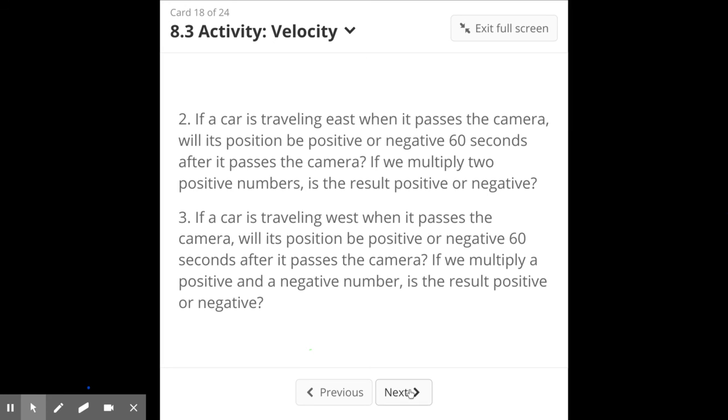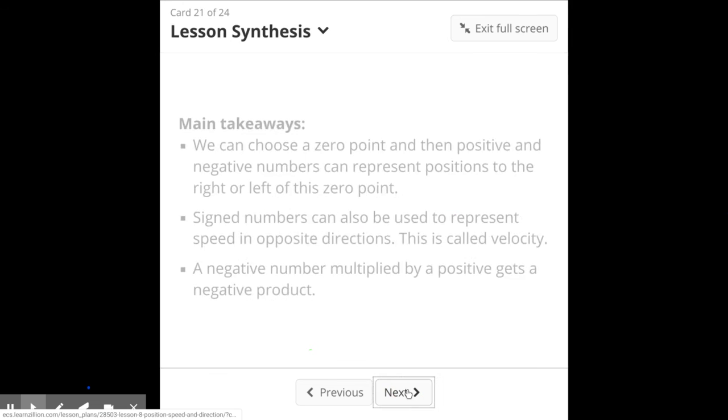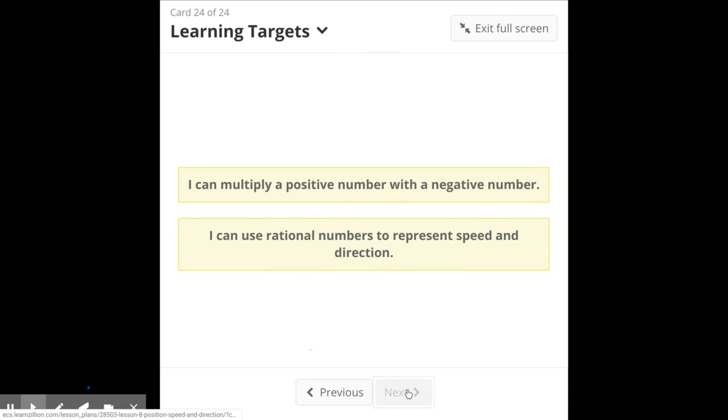All right, so hopefully after going through this activity, I'm just going to come here to the end. You will find that you can multiply a positive number with a negative number and you will get a negative number. You can use rational numbers to represent speed and direction, and that's what we were doing with our traffic safety engineer and also with the train.